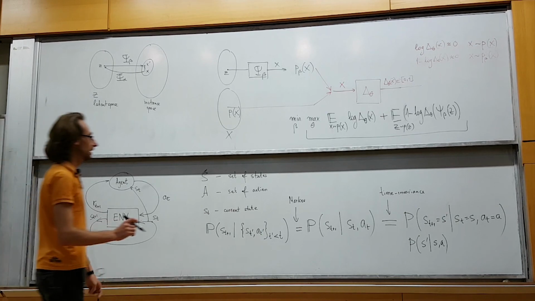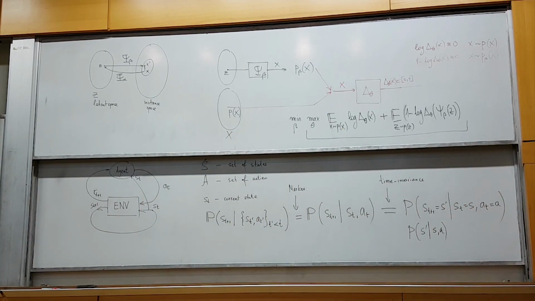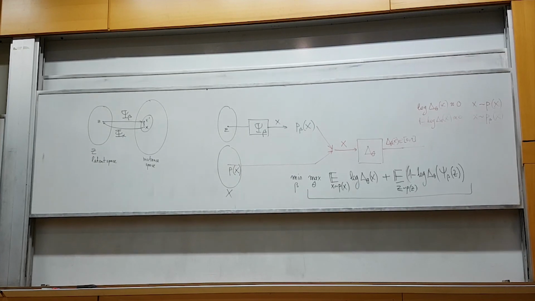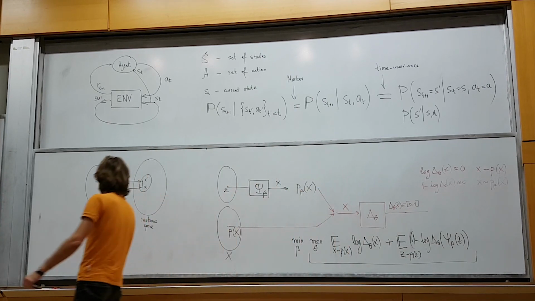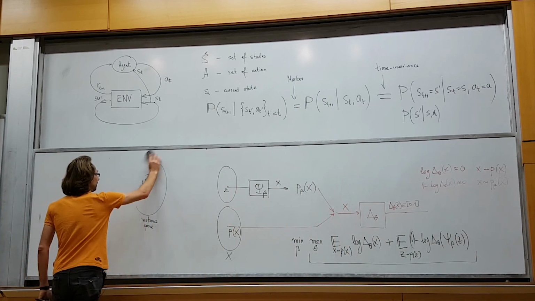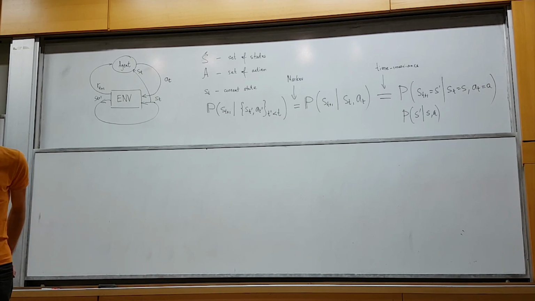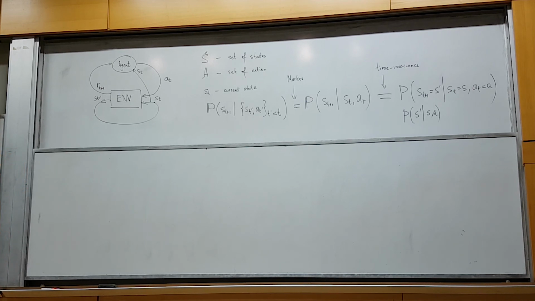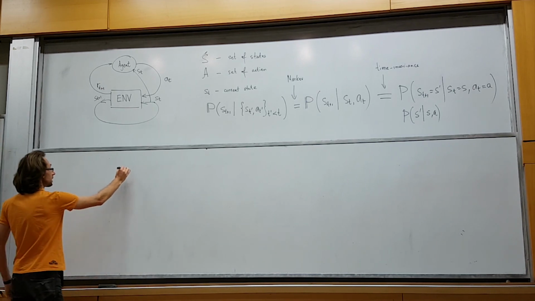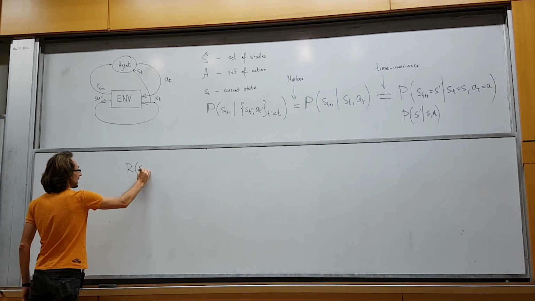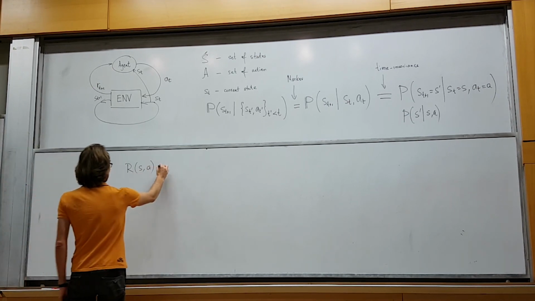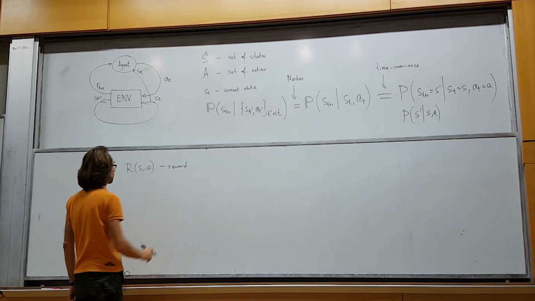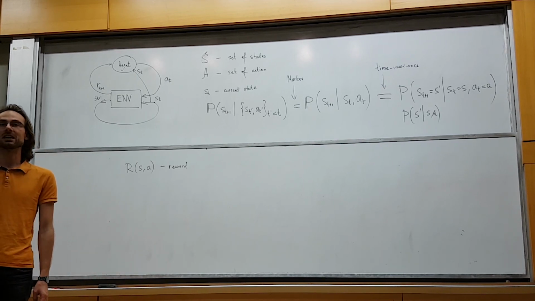Okay, so basically this will be my process. And I'm missing a few important ingredients here. Okay, so the next ingredient that I would like to define is the reward. So I will assume that I have some function r(s,a). This is the reward. This is a deterministic reward that is given for applying action A at state S.